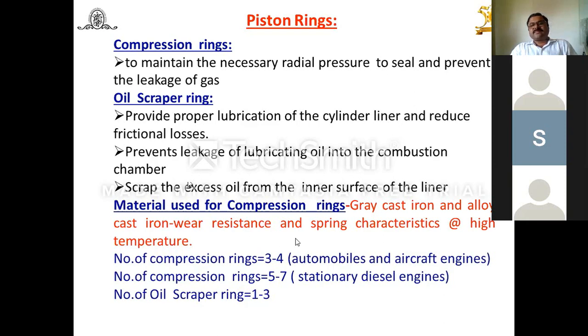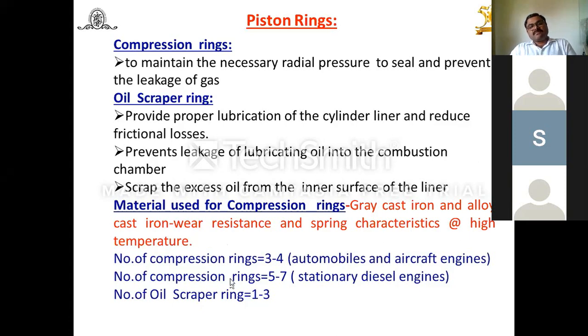Again, the material for the scraper ring is also grey cast iron or alloy cast iron, because alloy cast iron has one advantage: wear resistance. The main important requirement while selecting the material is that it should have spring characteristics, because it should fit properly with the cylinder liner or cylinder. That's why spring characteristic is the important thing, and it should also have high resistance to temperature.